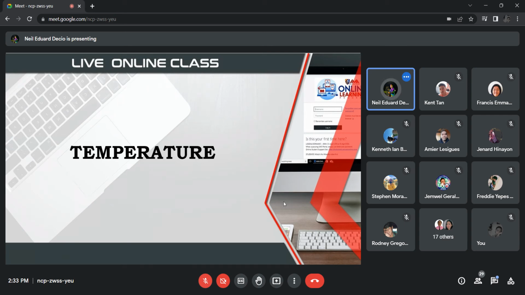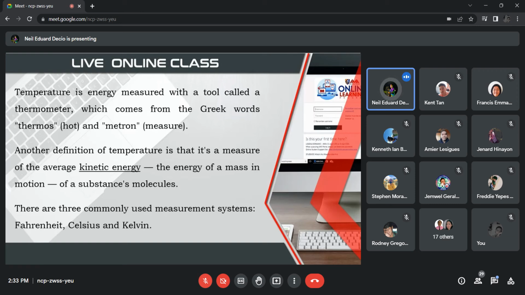So temperature. What is temperature? Temperature is basically energy measured with a tool called a thermometer. Thermometer comes from the Greek word thermos, which means hot, and metron, which means measure. Another definition of temperature is that it's a measure of the average kinetic energy, or the energy of a mass in motion, of a substance's molecules. Again, there are 3 commonly used measurements: Fahrenheit, Celsius, and Kelvin.